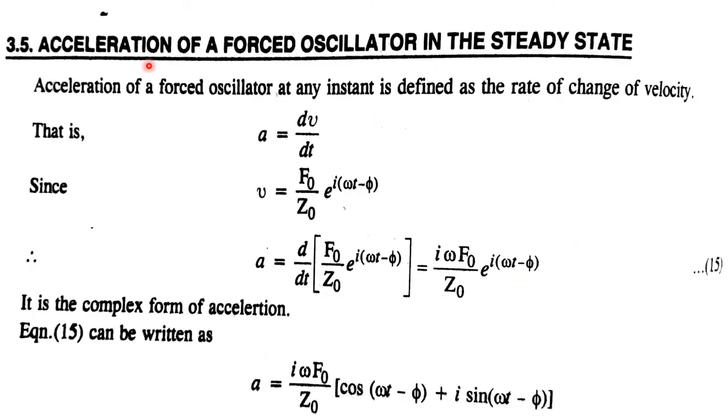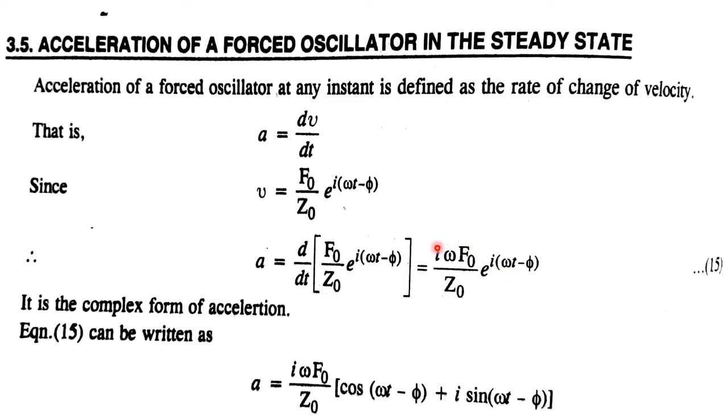Next, we have the acceleration of the forced oscillator in the steady state behavior. We know that acceleration is nothing but the rate of change of velocity. We just calculated the value of velocity as f naught upon z naught e raised to the power i omega t minus phi. When I differentiate, I will get this factor as i omega f naught upon z naught e raised to the power i omega t minus phi.